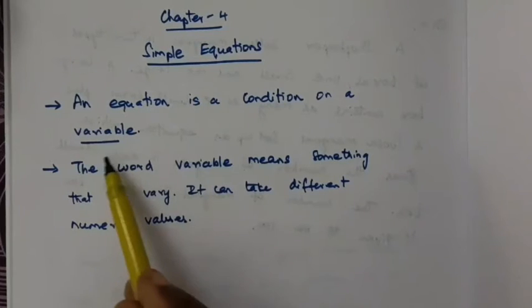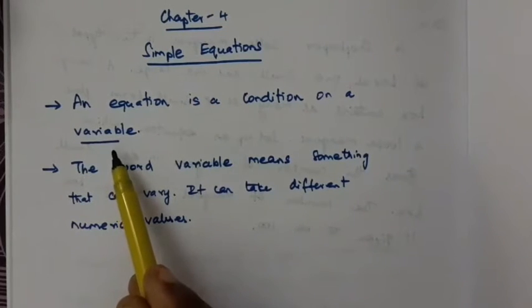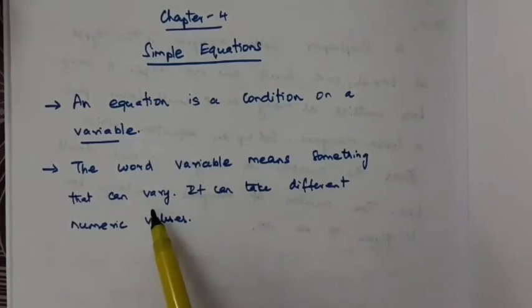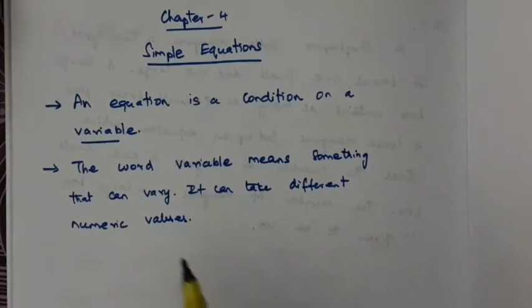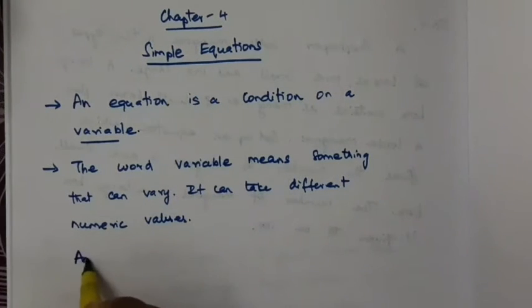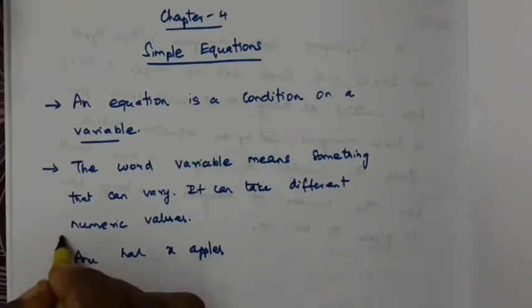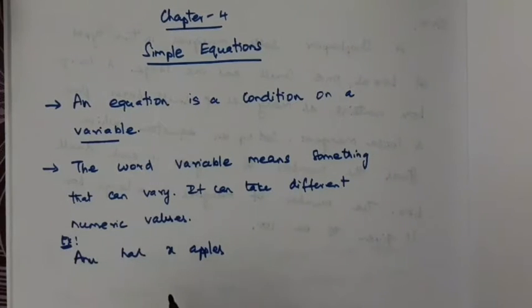Here there is something called a variable. So what is a variable? The word variable means something that can vary. It can take different numeric values. So for example, let me say Anu has x apples. Okay, this is an example. If I say Anu has x apples, which means this x is a variable.